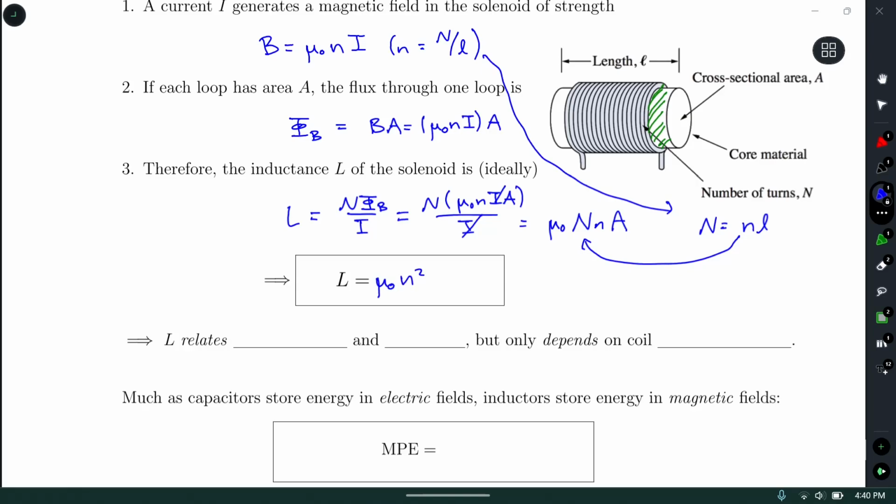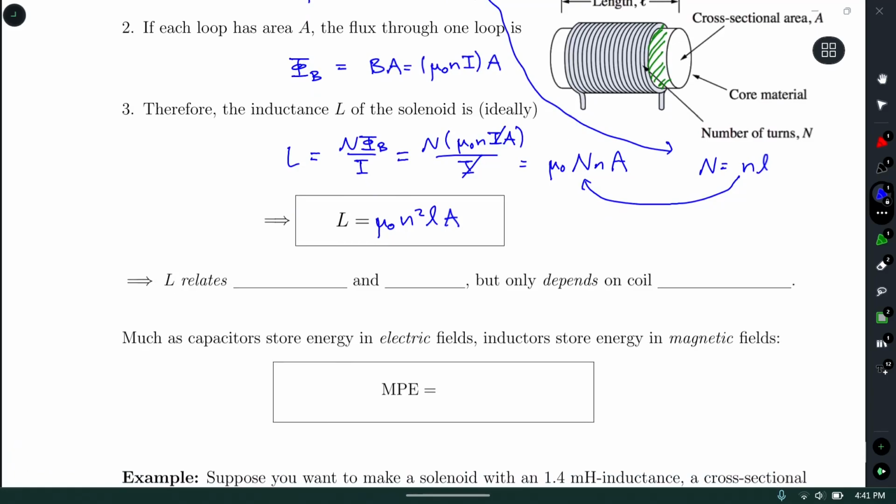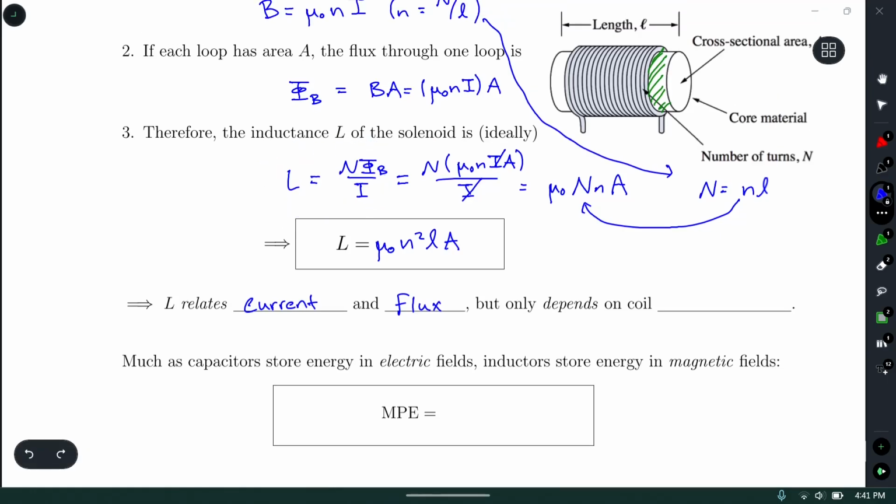If I put that in for capital N, I'm left with this expression for inductance: mu naught n squared l A. And so we see that current is nowhere to be found in this expression. I see no I in it. Neither is flux. I see no B in it, no magnetic field strength. So this inductance, although it is defined in terms of those things, is just there to relate them. It doesn't depend on them. It depends on how tightly packed the loops are, how long the solenoid is, and what its cross-sectional area is. In other words, all geometric properties.